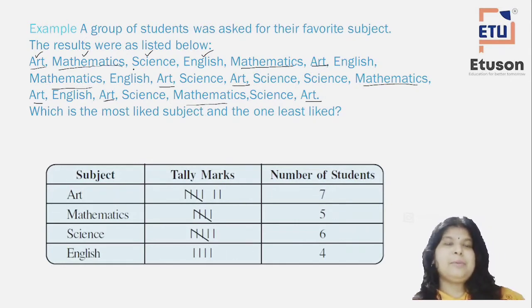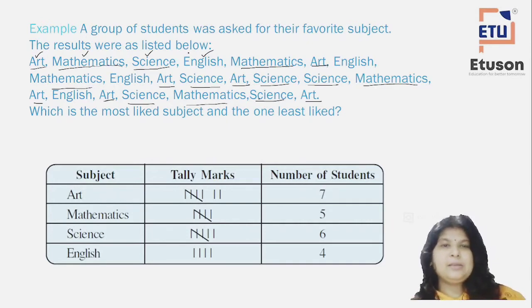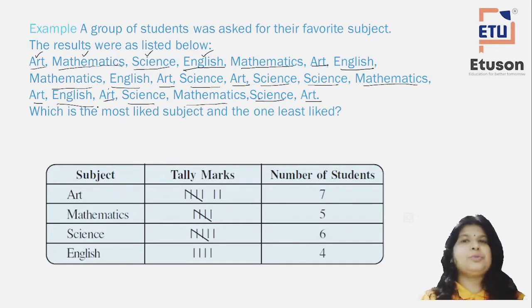Similarly, next I will find out for science, that is 1, 2, 3, 4, 5 and 6. Just check it out, okay? If you would have missed something, always check it. So altogether it is 6, so you have to draw 6 lines. And for English, 1, 2, 3 and 4. So there are 4 students for whom the favorite subject is English.